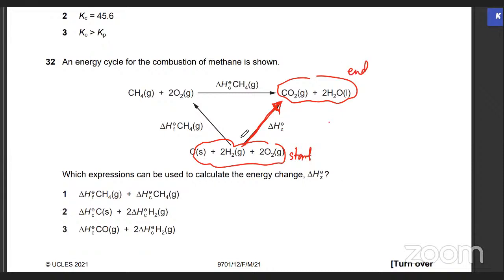Hess's law states you take another route, and the enthalpy change is going to be exactly the same. So that is what Hess's law is.